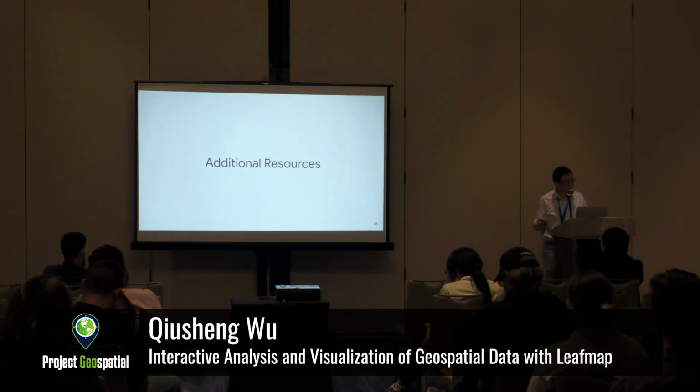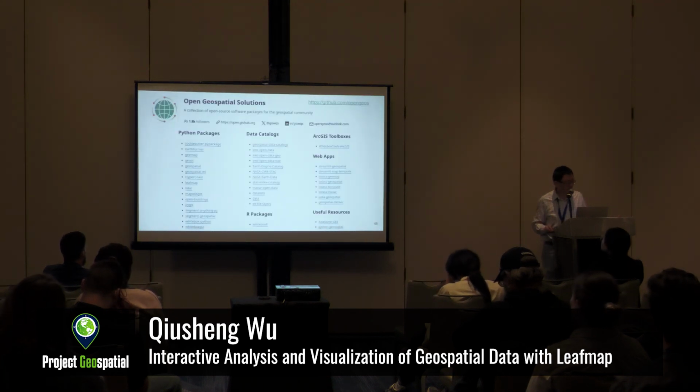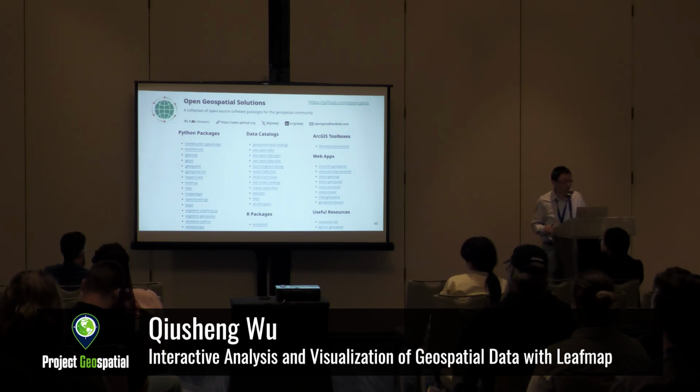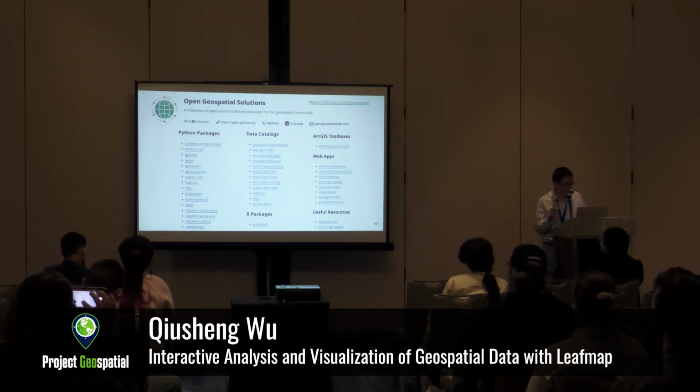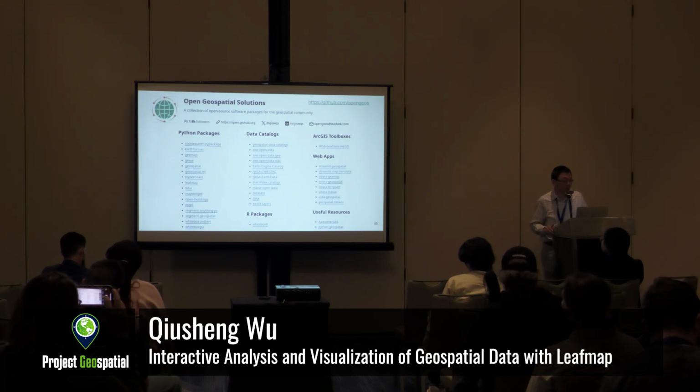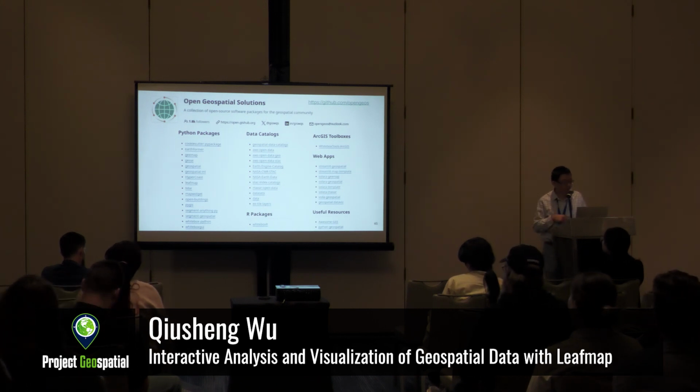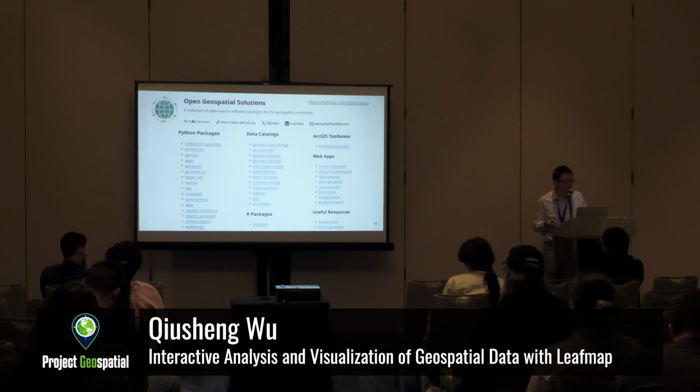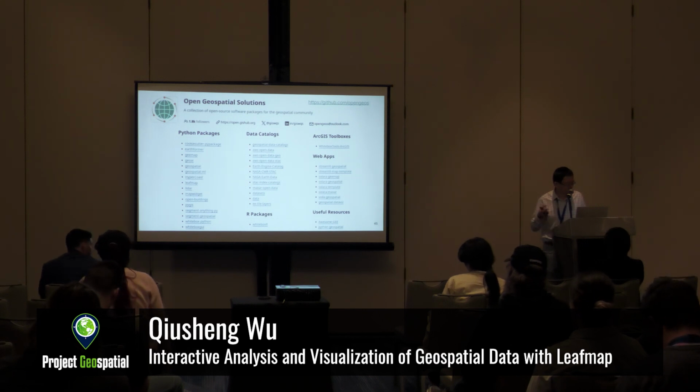And lastly, if you want to learn more, you're welcome to check out the Open Geospatial Solutions GitHub organization. So this is the one that I created and maintain. And Leafmap is just one of those. All those are the ones that I created and maintained myself during the last couple of years. And other popular ones include geemap, also Segment Geospatial. And everything is open source, MIT license. You can use it to do whatever you want. You don't need to ask me for permission.